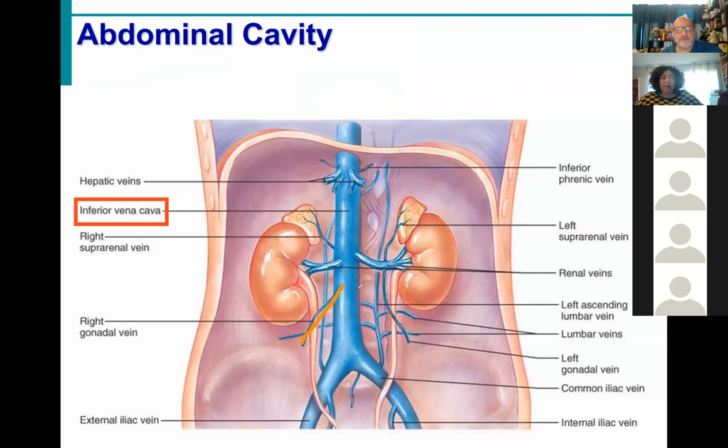And wait a second. Where's the left? Off of the left renal. There you go. Absolutely. We do indeed have to worry about our gonadals, not worry about, but we need to drain the blood back from our gonads in both males and females.